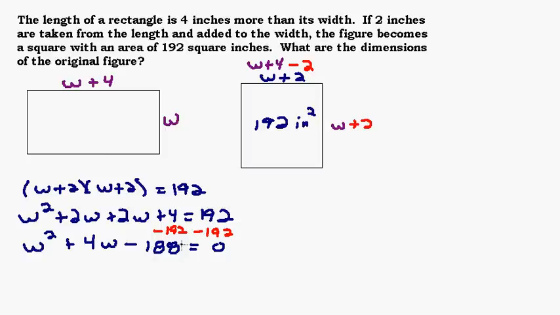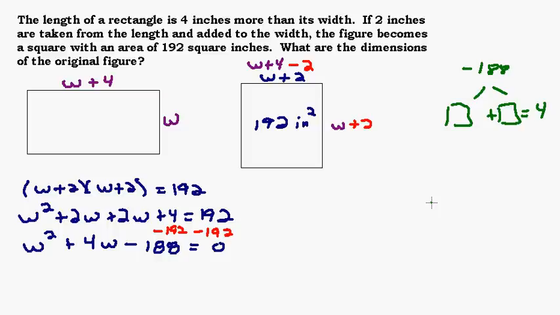If I can think of two numbers that multiply to be negative 188 and add to be 4, then I'll have it. Let's see. You might get out your calculator and start poking around, or pause it and see. I haven't figured this one out yet, so I'm not really sure myself. Let's poke around and see what we can find.